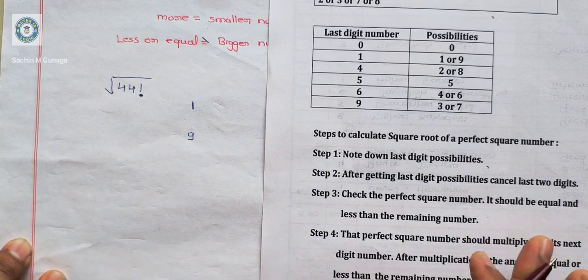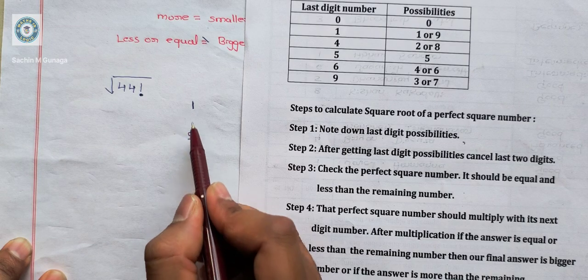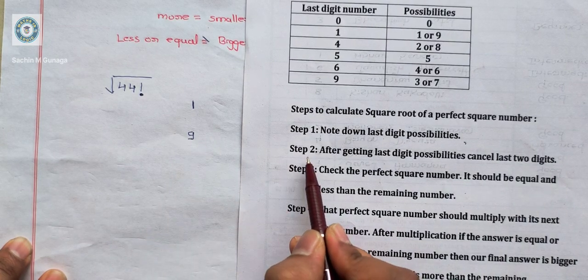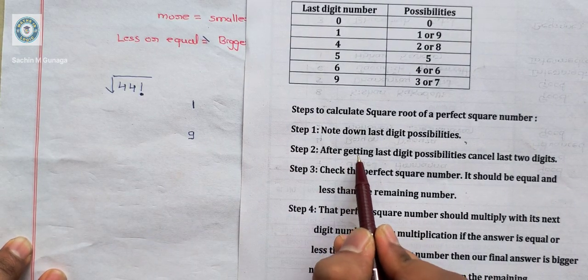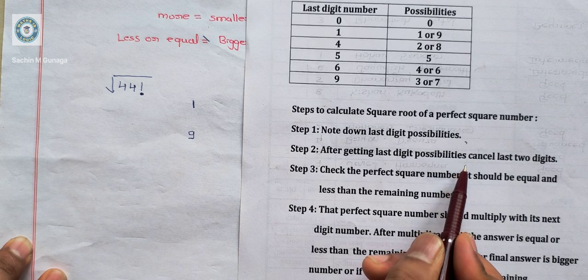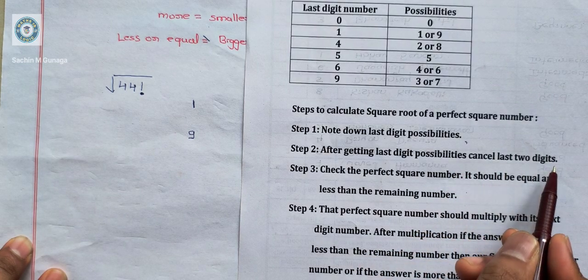After writing the last digit possibilities, go for the second step. What is that second step? After getting the last digit possibilities, cancel the last 2 digits.